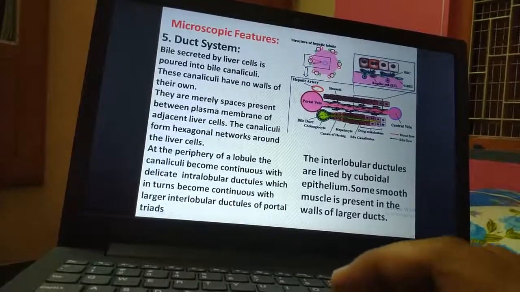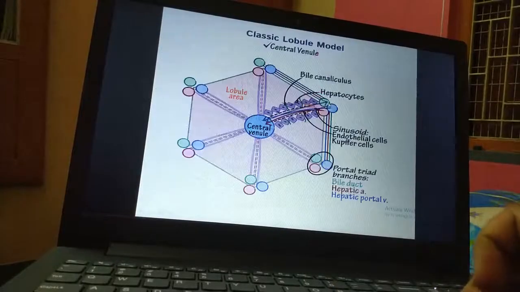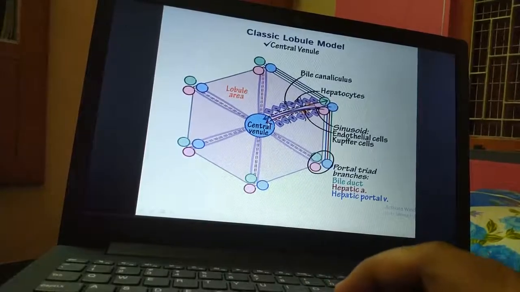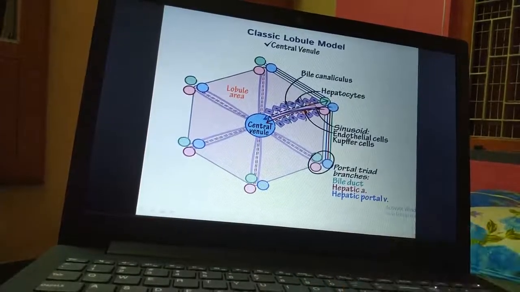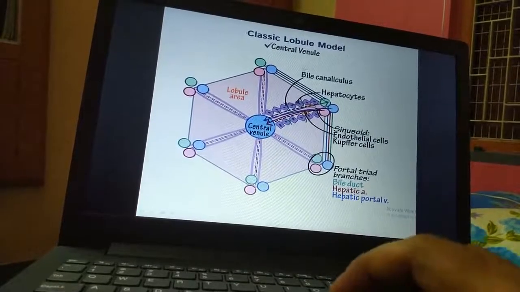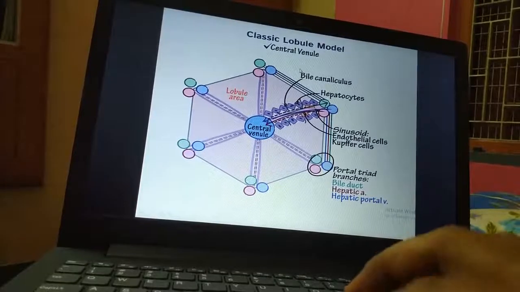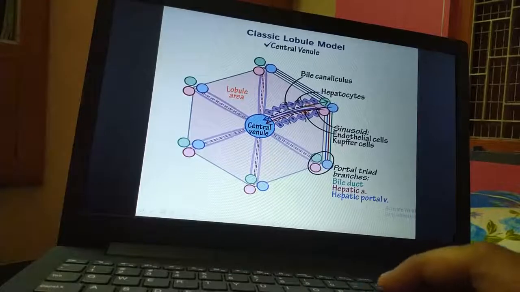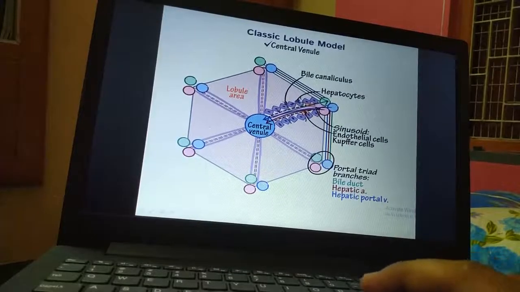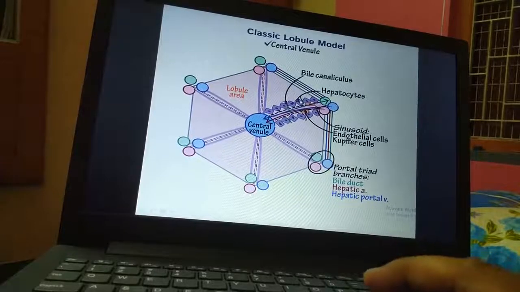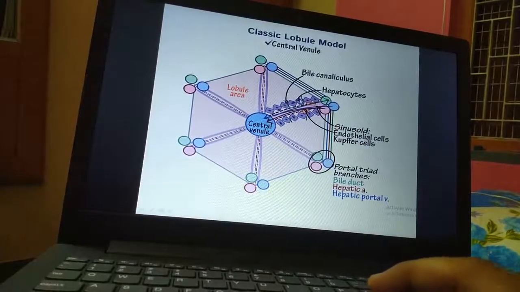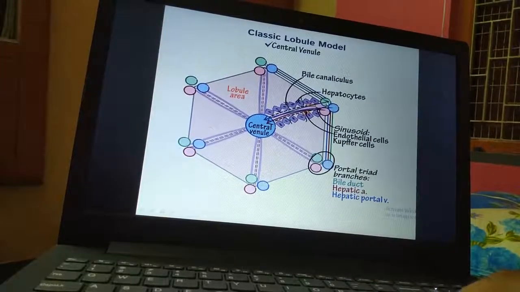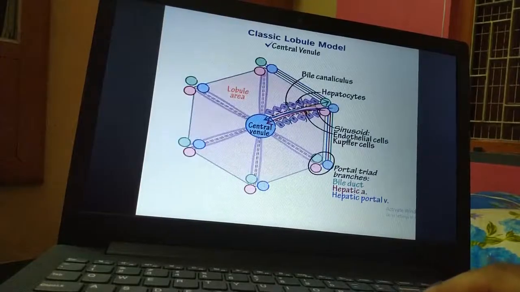So if we go back to that area, this is one hexagon, the classical lobule model. In this lobule model, what we are observing is the potential space. From the hepatocytes, the bile canaliculi are formed, and after that the bile comes to this portal triad. So these are the classical features of the ductal system.